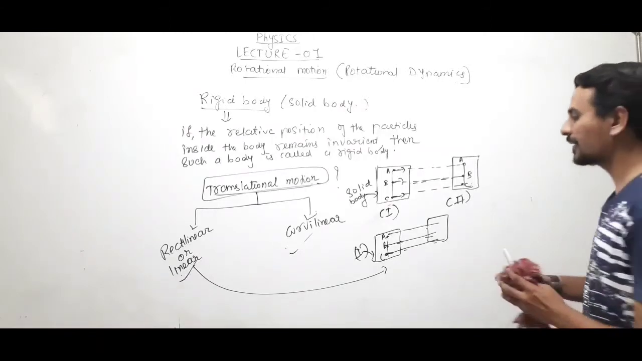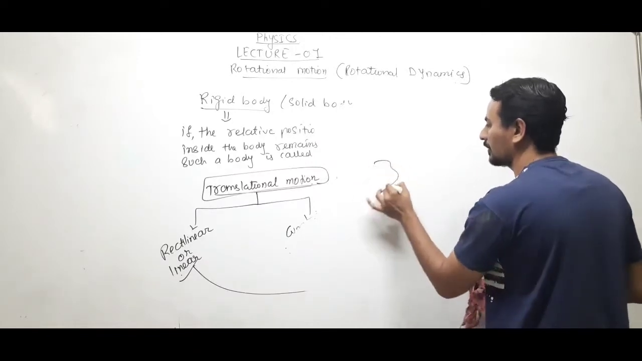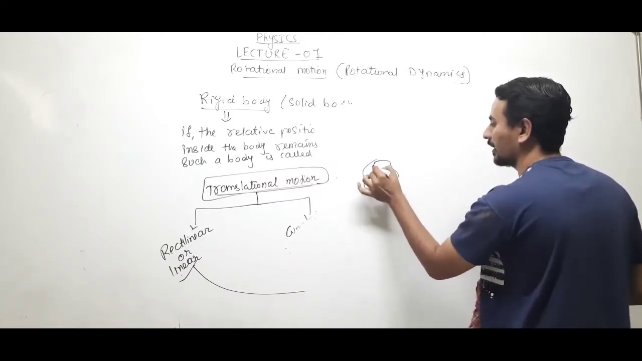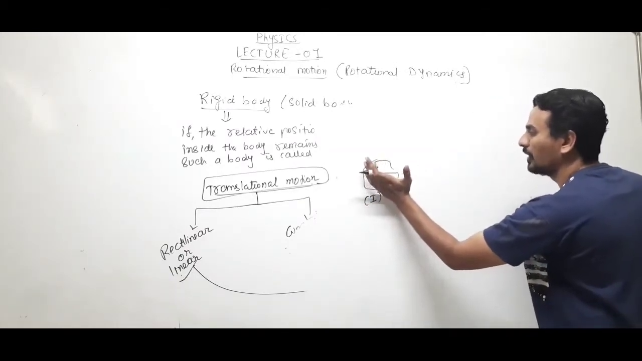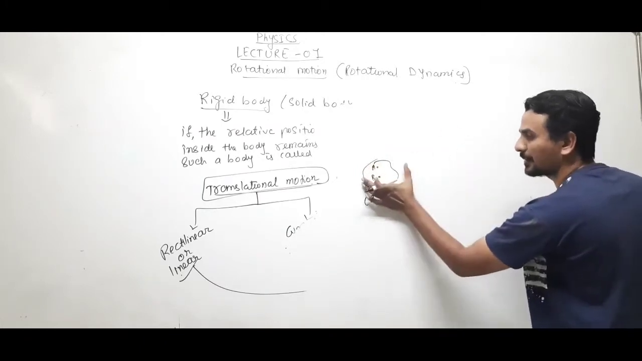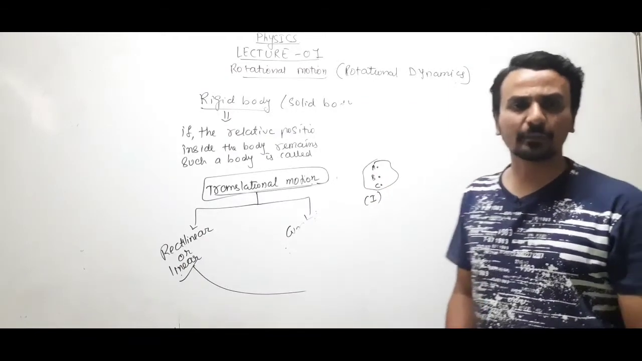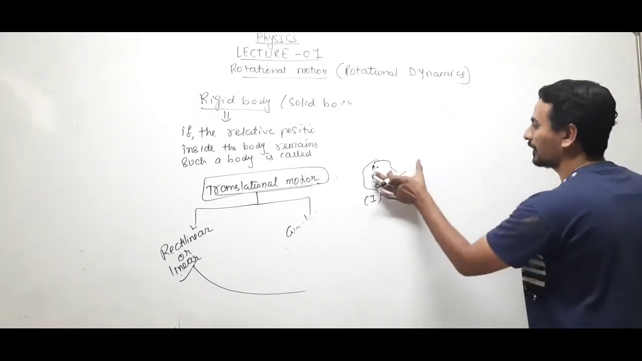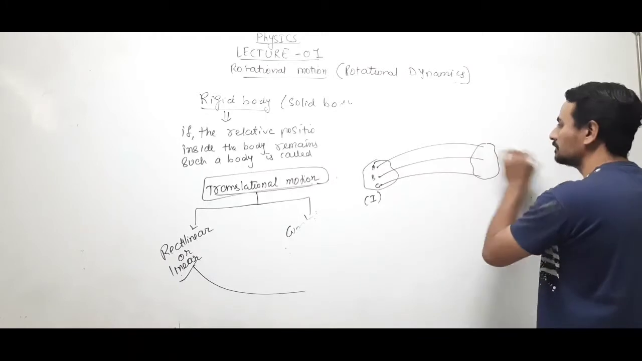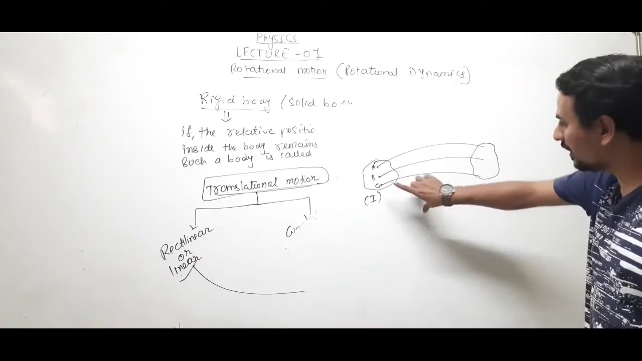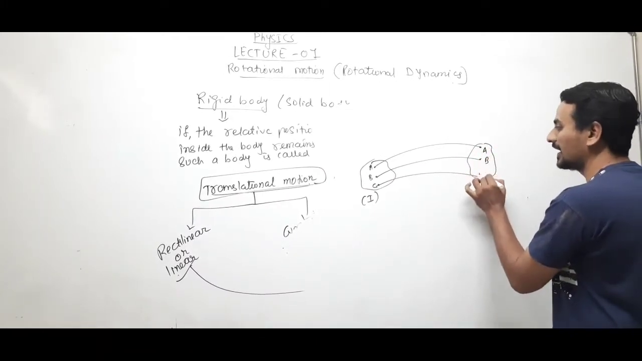Sometimes this solid body, if suppose this is a solid body, you can take any shape. These are the three particles A, B and C. It is at its first position. Now if this solid body is moved from position 1 to 2 this way or this way, then the particles have not traveled in a linear path, they have moved in a curved path, right? So this kind of translational motion is known as curvilinear motion.